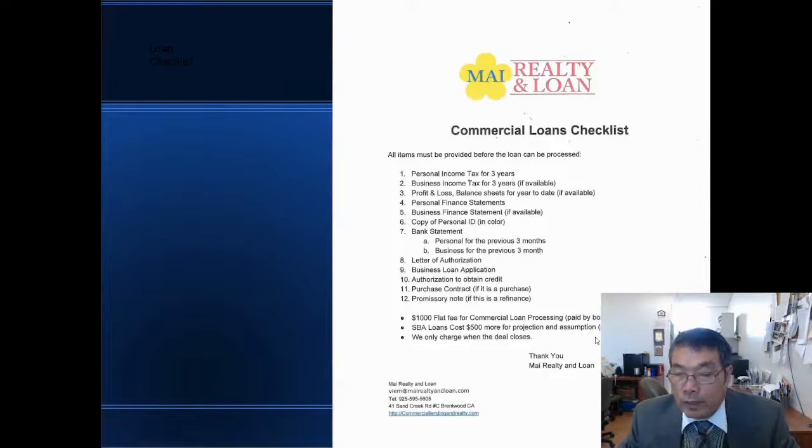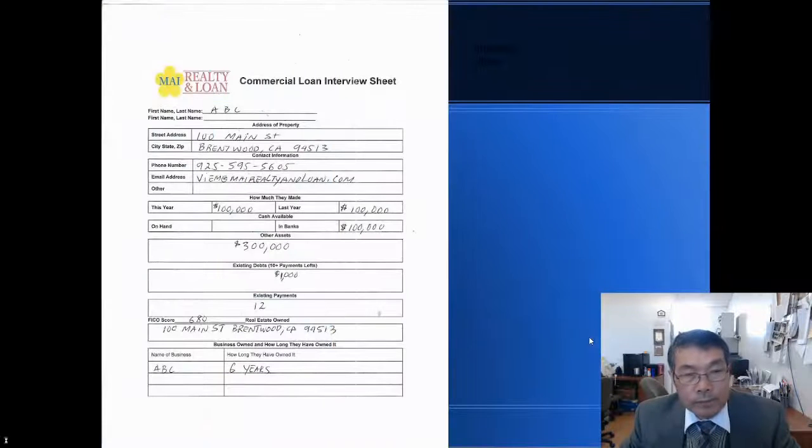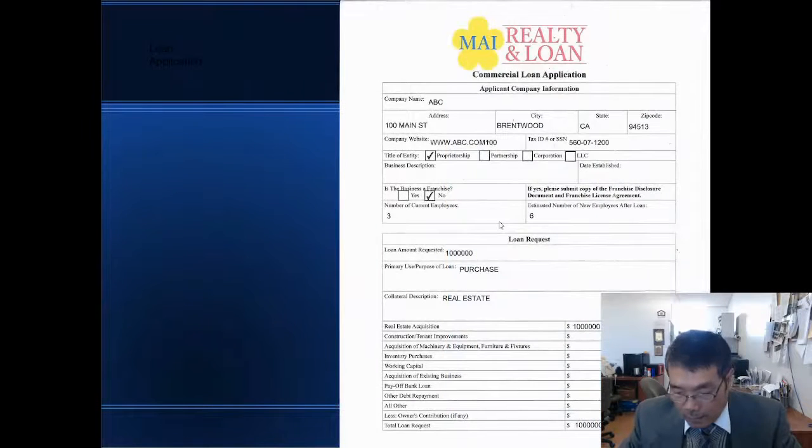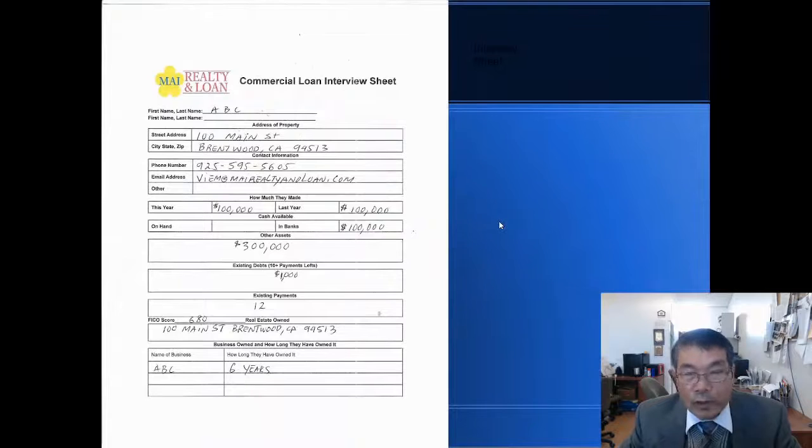We only charge when the deal closes. And this is a sample interview sheet that you can ask for. This is very short, only one page. And then you can ask for it, before we process the loan, so we know if the borrower can qualify or not. And the term, we can give an estimate of the term for them. That is a simple form.